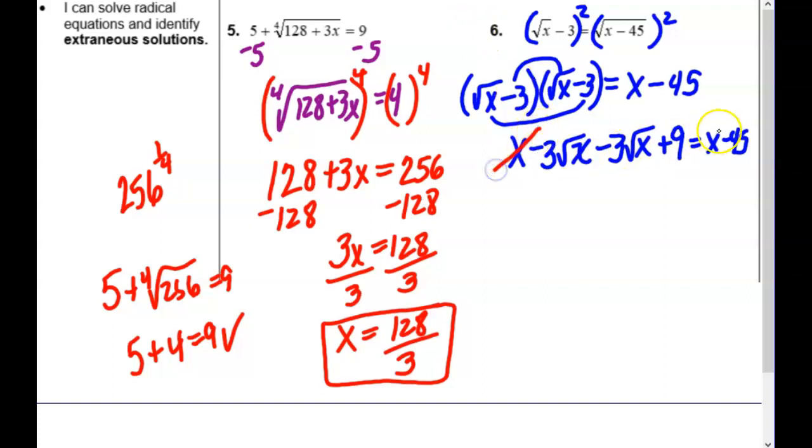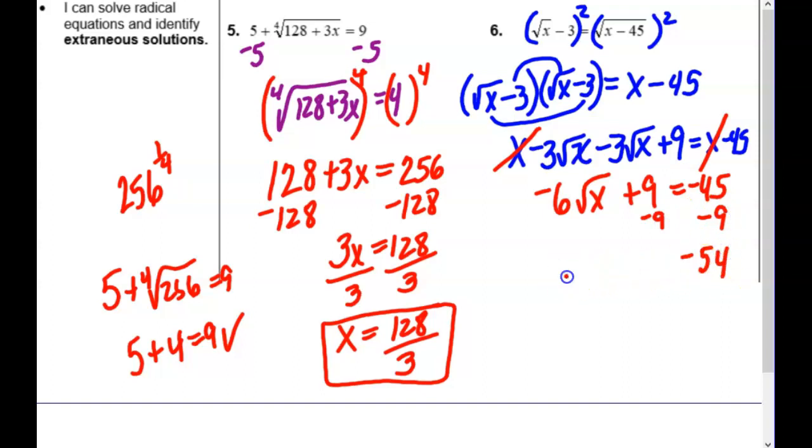Hofbauer likes to see the fact that there's an x on each side and just divide that out. But I have negative 6 square roots of x, right? And a plus 9 equals negative 45. If I subtract 9, I get negative 54. I divide by negative 6. I got 9. Is 9 the answer?